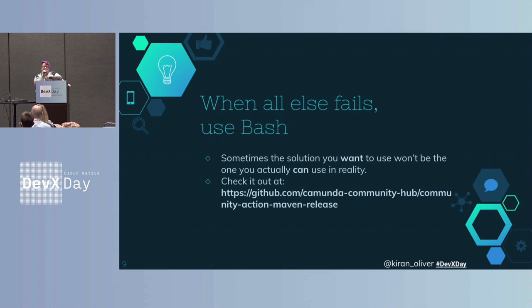And to that extent, when all else fails, use Bash. Why? Because sometimes the solution you want to use might not be the one you actually can use in reality. At Camunda, we originally had hoped to use Trivy with GitHub Actions, but the way our action was written up until recently, GitHub Actions did not have the ability to write concurrent actions, in that you could not use the uses and with keywords in the same GitHub action. Now you can do that as of August 25th or so. They actually patched that in, but it's still in the works.